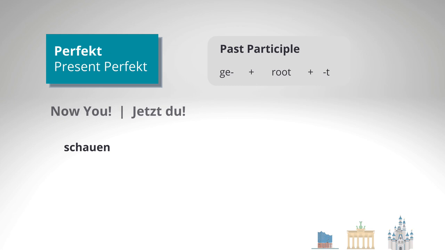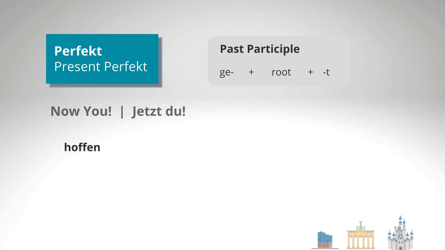Now you're on your own. The next verb is schauen, to watch. Schauen. What's the past participle of schauen? If you like, you can post a video and try for yourself. The correct solution would be geschaut. Geschaut. The root of schauen is schau, and then we just add the ge at the front and the t at the back. Geschaut. Are you ready for another one?